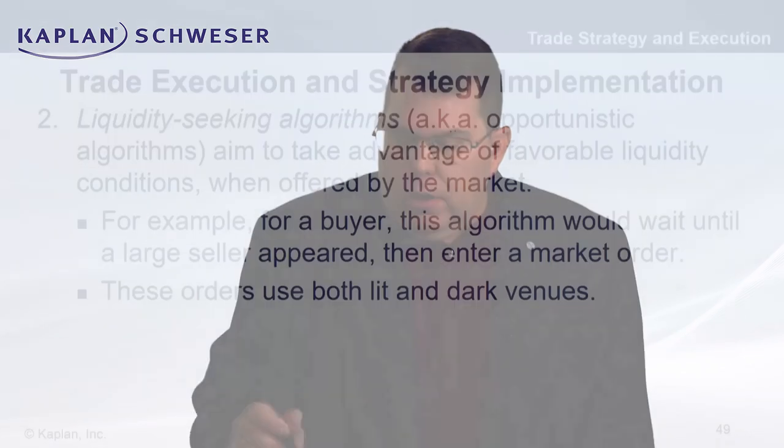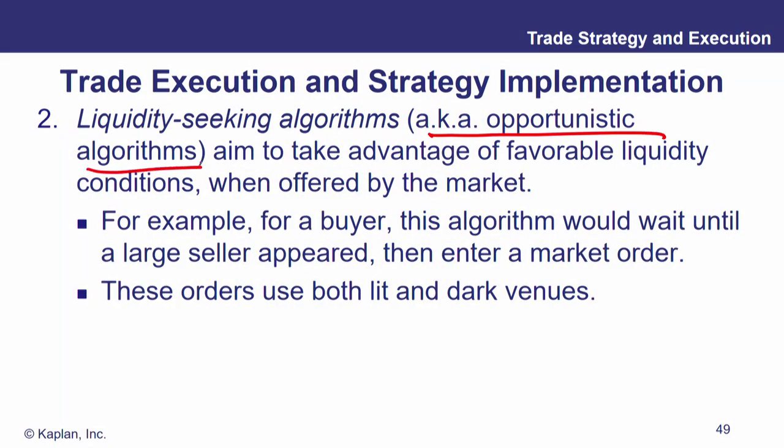Okay, how about a liquidity seeking algorithm, also called an opportunistic algorithm? They're going to look for favorable liquidity conditions that are offered by the market. So if I'm basically a buyer, and let's say this algorithm is going to wait until a large seller appears and then enter my market order, it's going to help me get a better price.